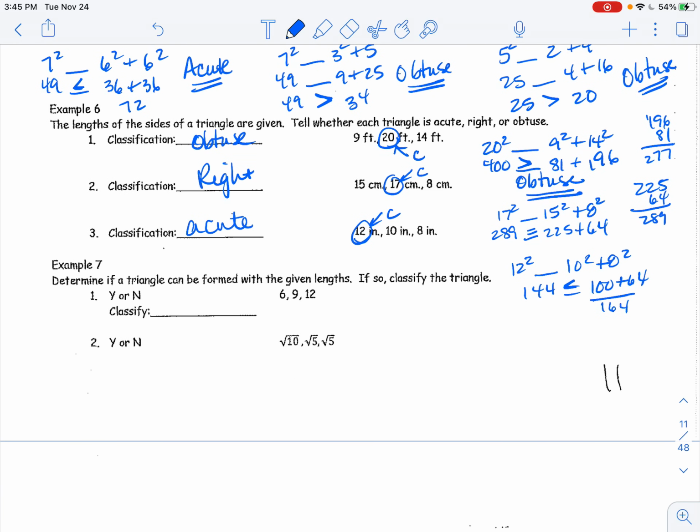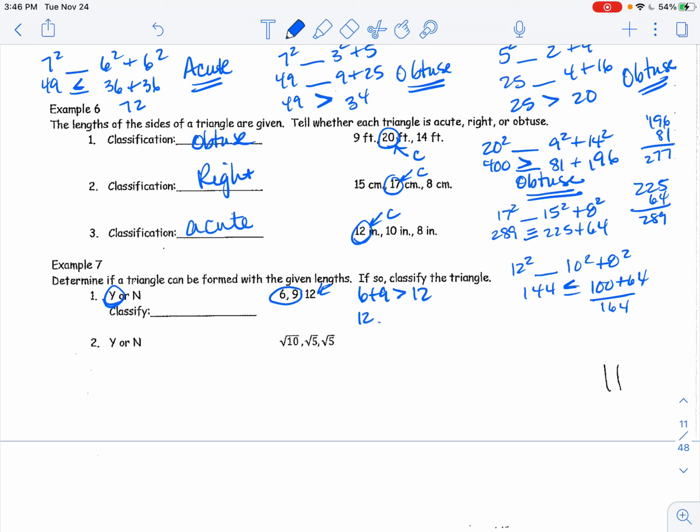Example 7, determine if a triangle can be formed with the given lengths. If so, classify the triangle. All right, so first of all, if we want to know if it can even create a triangle, the sum of the two shorter sides has to be greater than the longest. So 6 plus 9 is greater than 12. And so, yes, this can be a triangle because the sum of the two shorter is greater than the longest. Now we need to classify it.